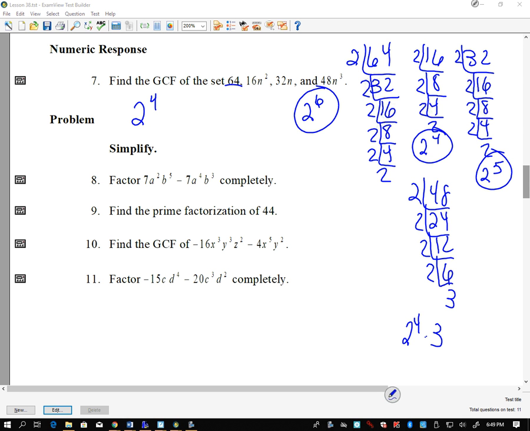They're looking for the straight number, what's the biggest number that will go into all of them. So 2 to the 4th equals 16, right? That's what we see here. 16 is 2 to the 4th, and so 16 is the biggest number that will go into 64, 16, 32, and 48. It's the biggest number that will go into all 4 of those, and because 64 doesn't have an n, we didn't even break those down.